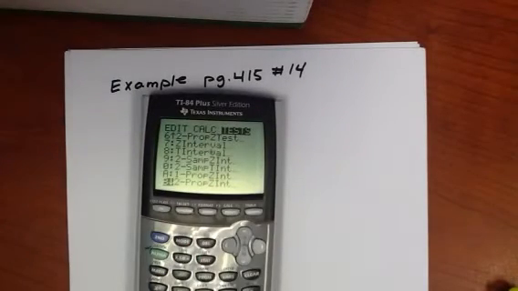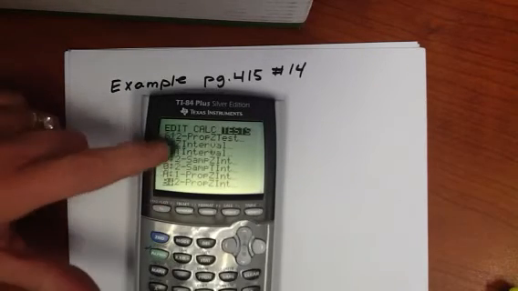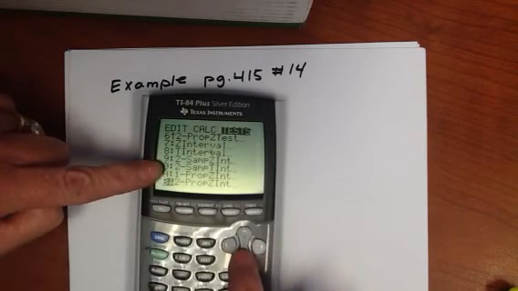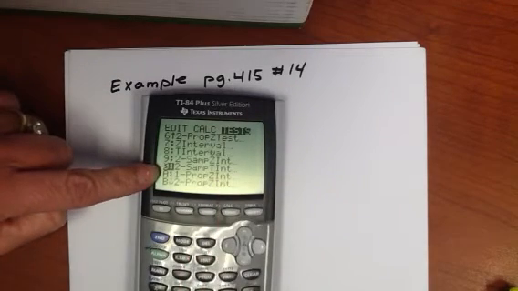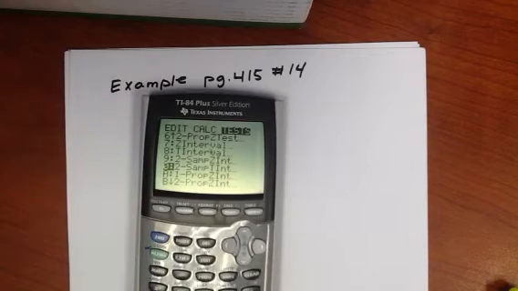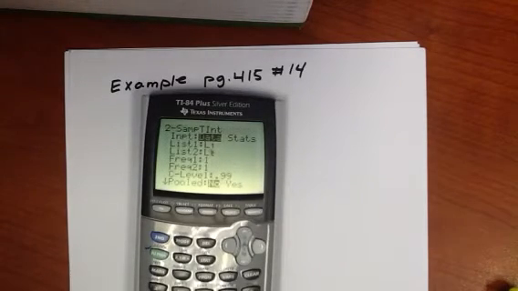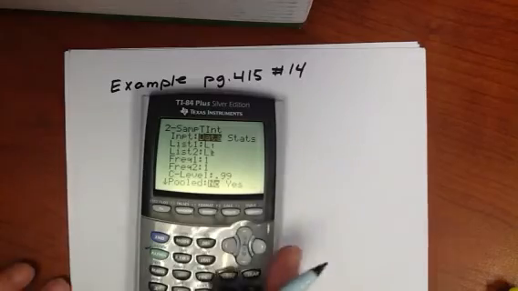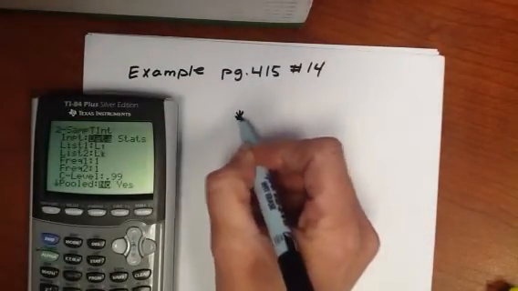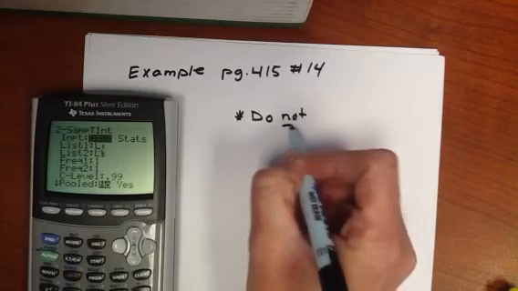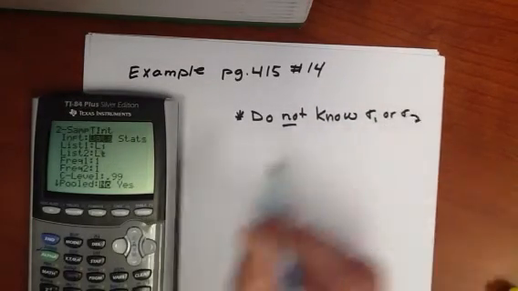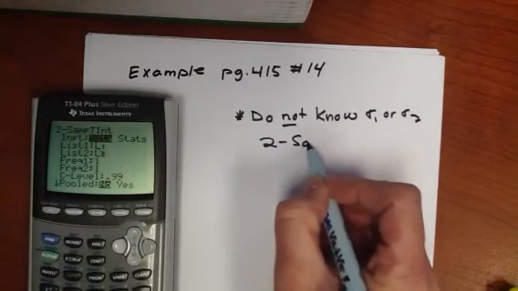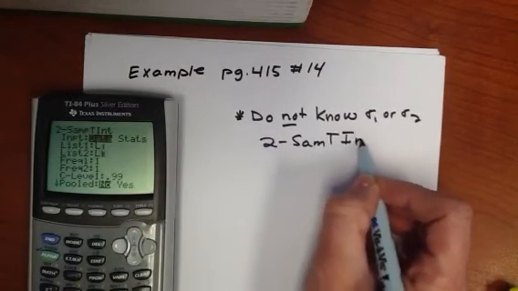So in this problem, it didn't give us any indication that those were equal. And we do not know sigma, remember, so we're going to use the 2 sample T interval. So we go to 2 sample T interval.